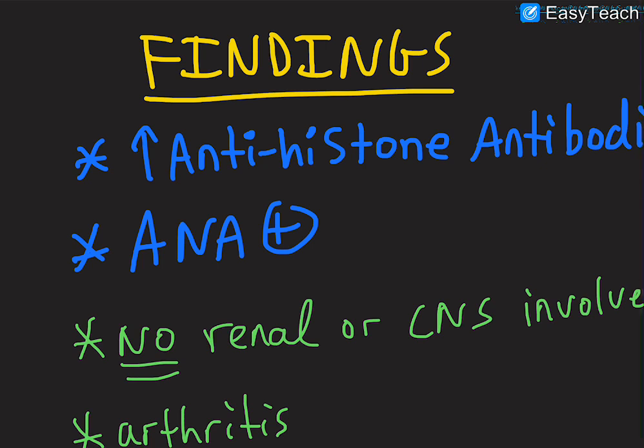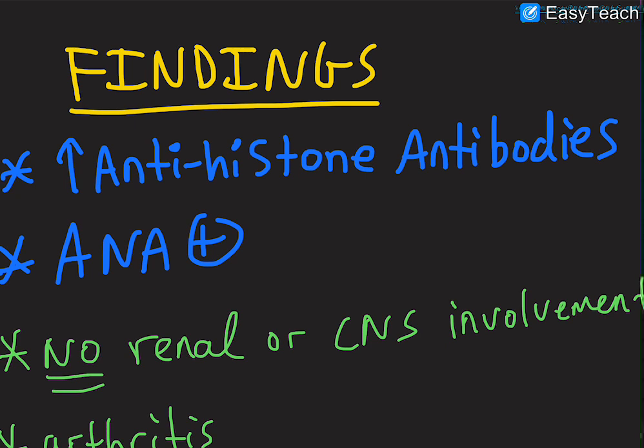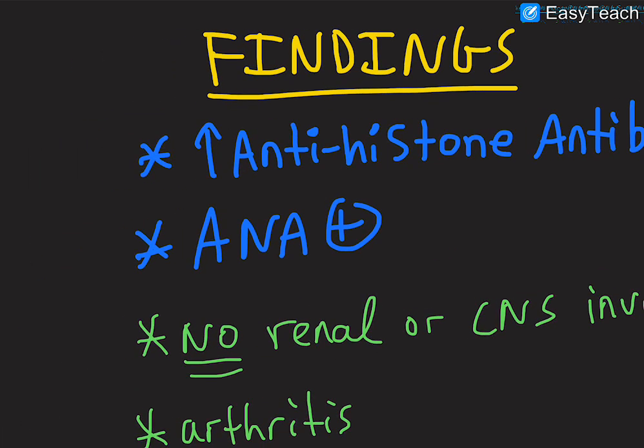There are certain findings that we should be familiar with. We should be familiar with certain antibodies that you can see in drug-induced lupus, okay? That can give you a clue. So in drug-induced lupus, you can be positive for antihistone antibodies. These patients can have antihistone antibodies and positive ANA, just like we saw in normal lupus, right?